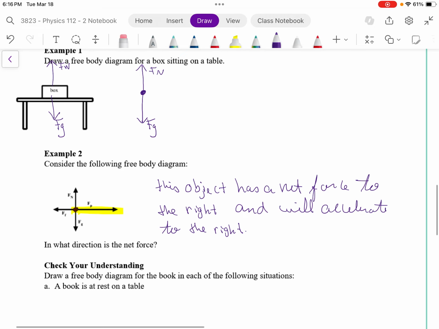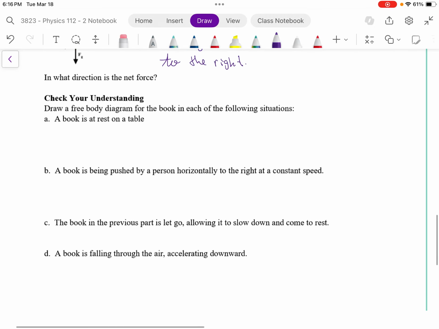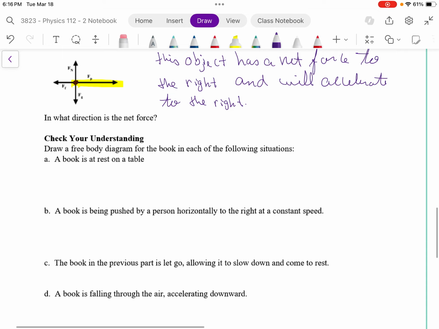Okay, your turn. Check your understanding in the following four situations. So give it a try. Try and draw a free body diagram. We've already identified what forces act on the object. Use that information to help you draw a free body diagram. So pause your video and draw those free body diagrams. All right, now that you have those free body diagrams drawn, let's take a look together.